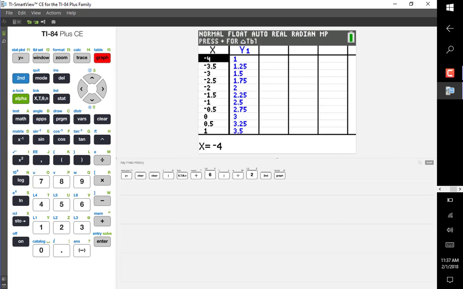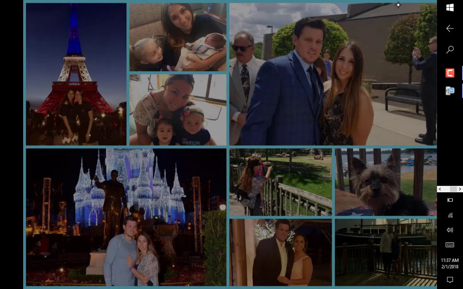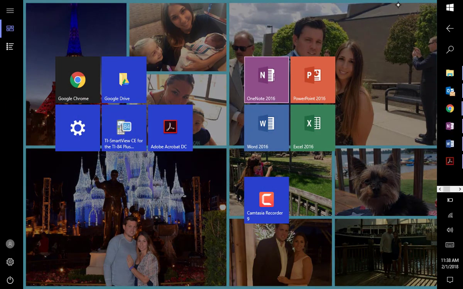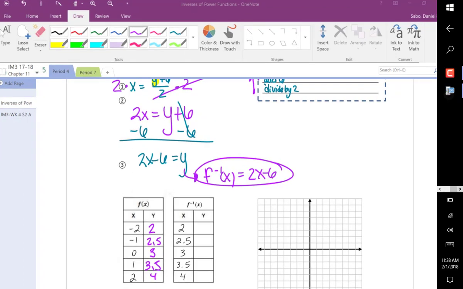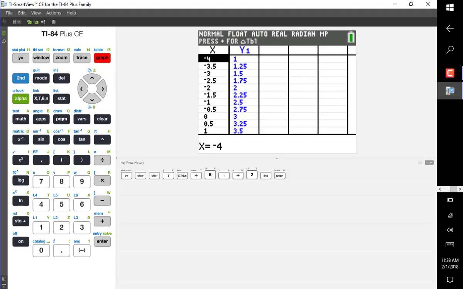On the notes here, we want -2. Well, I can see -2 is 2. Perfect. So I'm going to write that down. -2 is 2 on my graphing calculator. And then -1 was about 2.5. 0 was 3. 1 was 3.5. And 2 was 4. And again, the reason how I know that is because I have my graphing calculator right here, and that's what it told me. You could honestly just put in some points and solve for it if you wanted to.